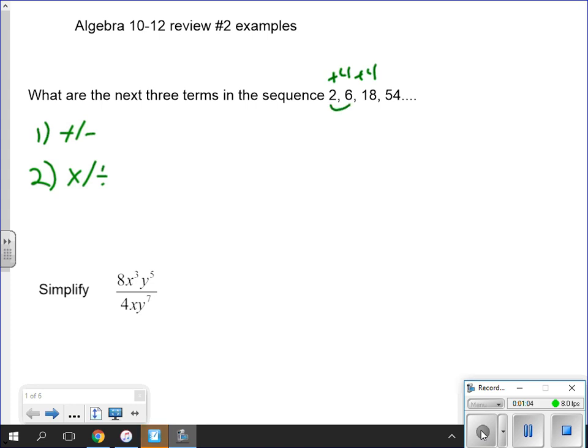How do I get from 2 to 6 by multiplying and dividing? I multiply times 3. If I take 6 times 3, do I get 18? Yes. If I take 18 times 3, do I get 54? Yes. So I multiply by 3 each time. So I now take 54 times 3, and my next number would be 162. And then I multiply that times 3 to get 486. And then I do that times 3 to get 1,458. And those are my next 3 numbers.